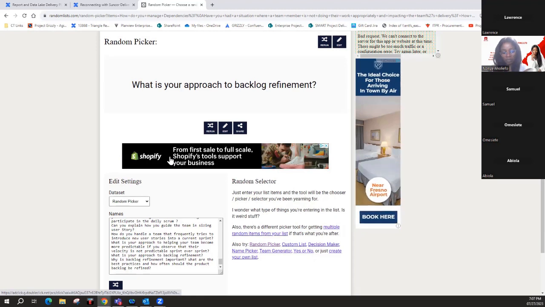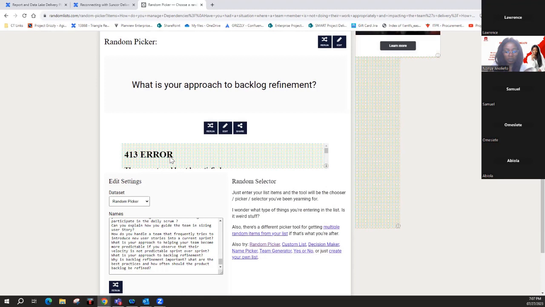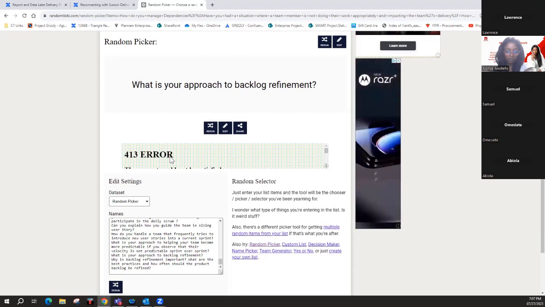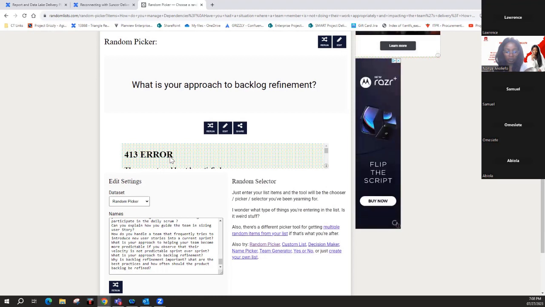Okay, let me go for it. My approach to backlog refinement is working with the product owner to know what he needs in terms of priorities, and we'll prioritize it. We'll also analyze the risk and complexity of each story, and analyze based on the prioritization, the risk, and the complexity. We'll move it up to the top. Then the ones with the lower priorities come at the bottom. Yeah, something like that. Do that again.